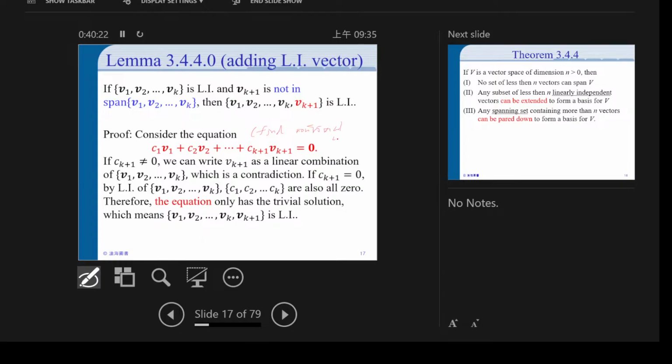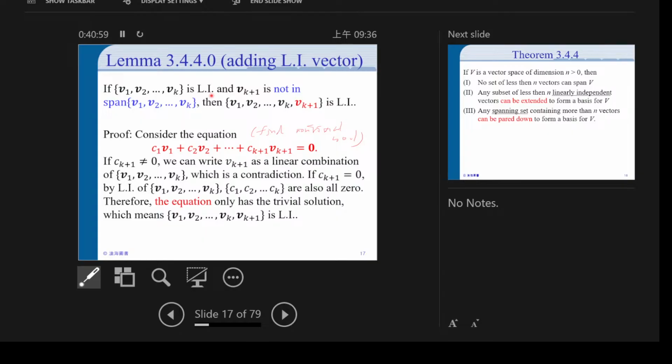Okay, so here we're trying to find a non-trivial solution of this equation. If our non-trivial solution has c_{k+1} not equal to 0, then all other things, we just have this linear combination of v1 to vk. But we know v1 to vk is linearly independent. So we have a non-trivial solution for a v1 to vk linear combination equal to 0, and that's a contradiction of them being linearly independent.